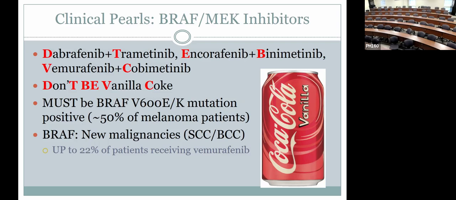So in melanoma treatment, only specific combinations of BRAF and MEK inhibitors go together. So in each word of the mnemonic, you'll find the first letter of each pair of drugs as well. So if you notice the "Don't," the D and the T are associated with dabrafenib and trametinib. The B is binimetinib and encorafenib, and the "vanilla Coke," the V and the C, is vemurafenib and cobimetinib.